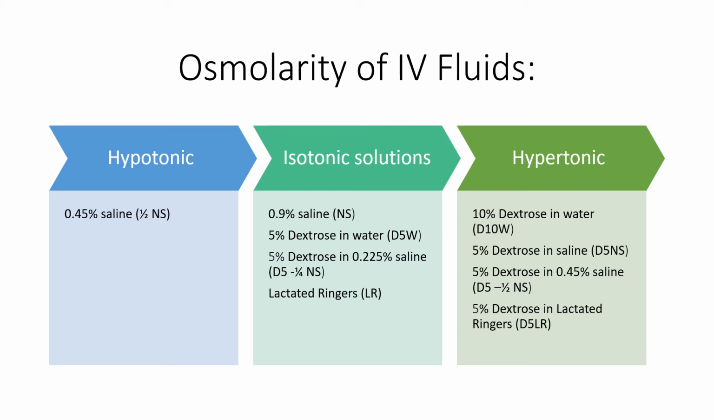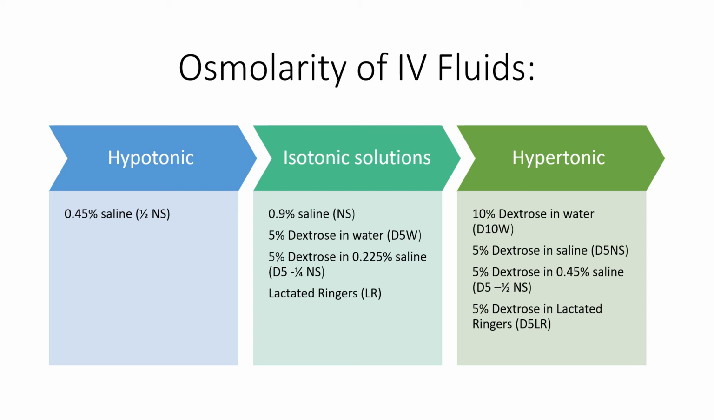So giving these isotonic type of solutions like normal saline, D5W, D5 quarter normal saline, and LR are going to stay in the intravascular space when being administered. They are not going to cause a fluid shift. Now, in the cases of hypotonic and hypertonic, they will cause a fluid shift.